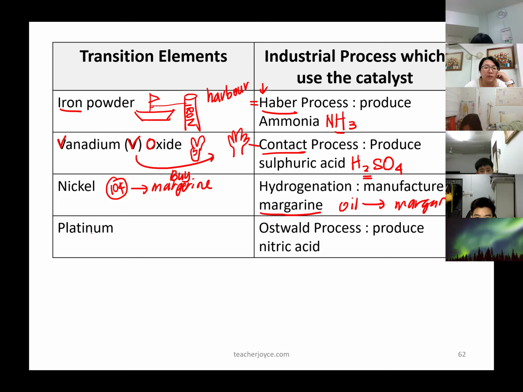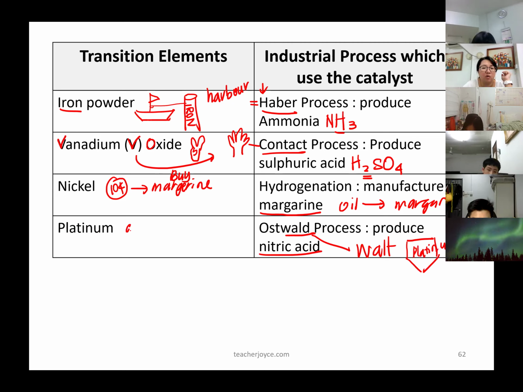Platinum. This one is a bit hard, so I make fun of it. Ostwald sounds like Walt Disney. Walt Disney made a movie called Nitric Acid and won the Platinum Award. So platinum is an award. Who won? Walt Disney. Ostwald process. Why do I teach something funny like that? Because then you can remember.